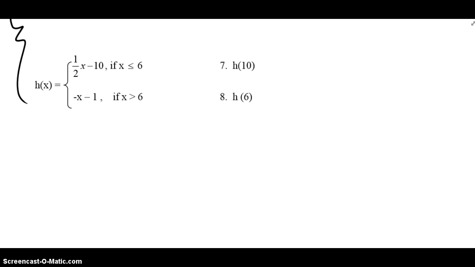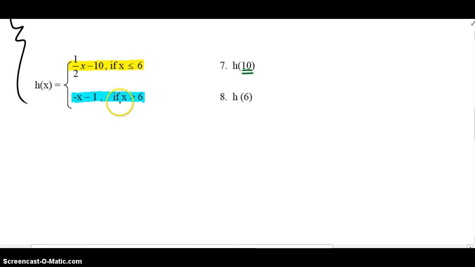Alright, in this second one, h of x equals 1/2 x minus 10 if x is less than or equal to 6, and h of x equals negative x minus 1 if x is greater than 6. So, once again, take a look at number 7. H of 10. That means x is 10. So is 10 less than or equal to 6?